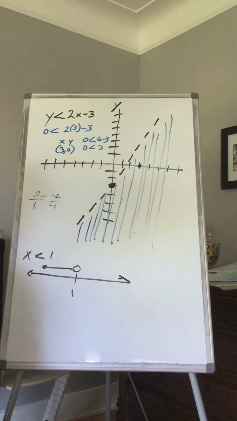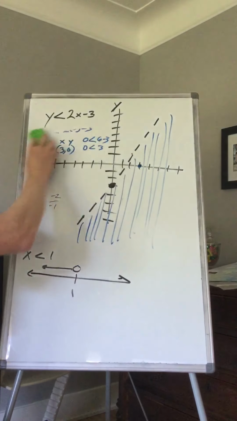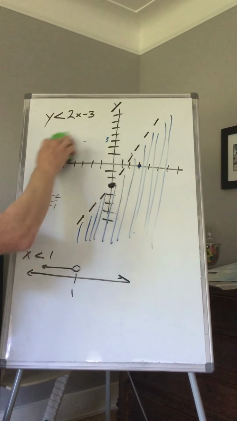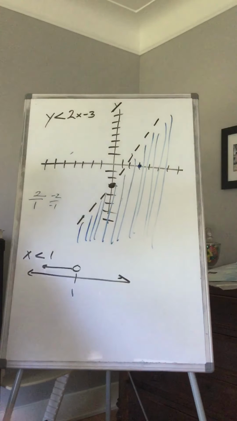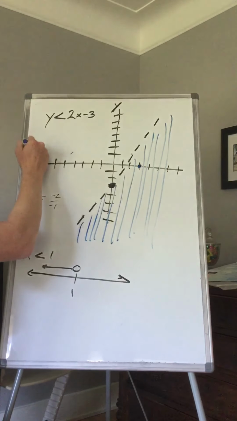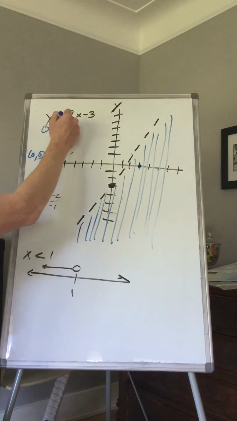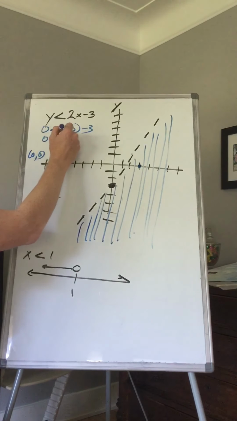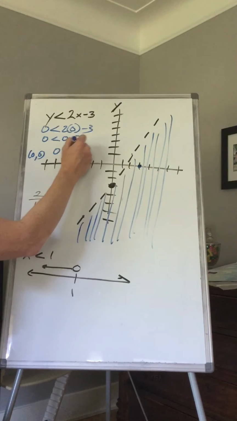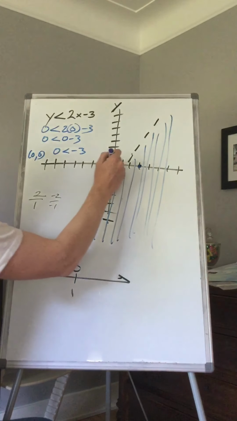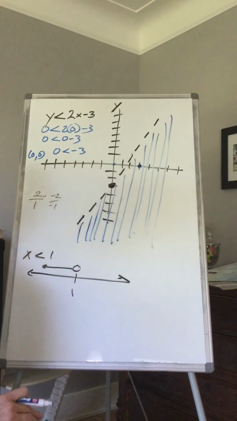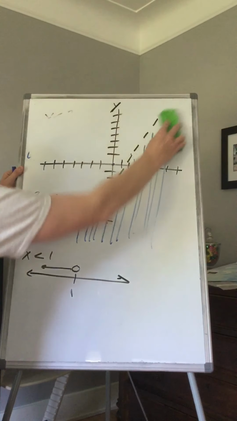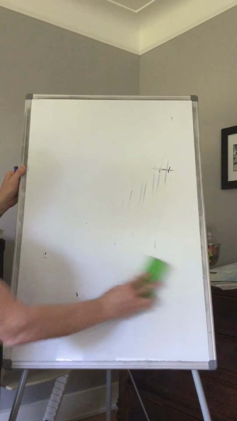The easiest number to guess is always the origin because it is 0, 0. So if we plug in 0, 0, is 0 less than negative 3? It is not. So that's why this spot is not shaded. Okay? We'll do another one here. We have endless points that will be correct answers on these.